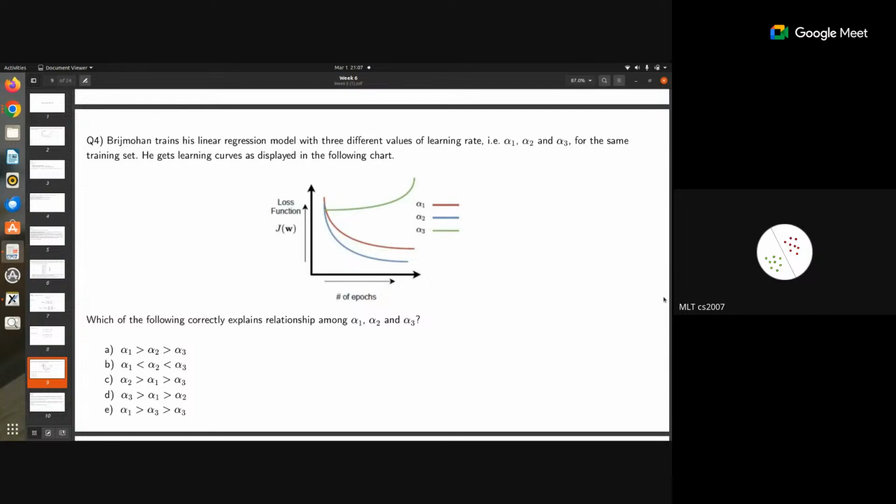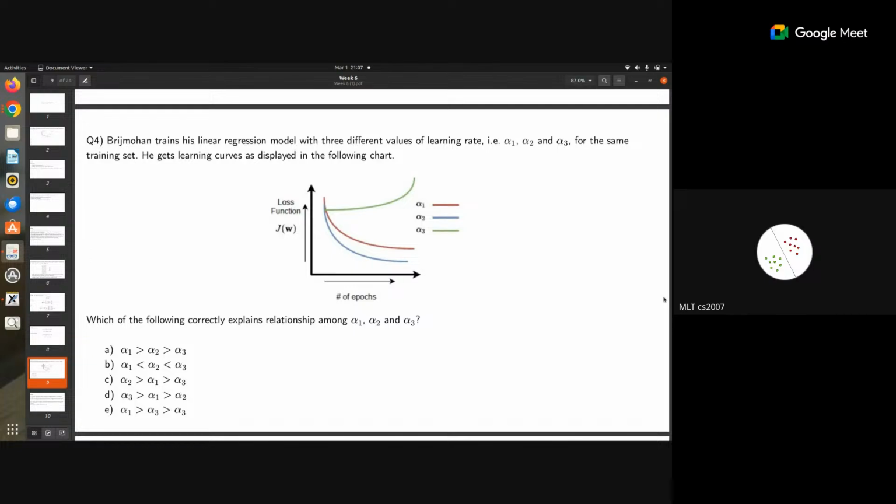Okay. Now, which of the following correctly explains the relationship between alpha 1, alpha 2, alpha 3? What is the y-axis here? Loss function. So it's a loss function. So what happens as your epochs are increasing? What is happening to the loss function? The loss function is decreasing for alpha 1 and alpha 2, and for alpha 3, it is increasing.